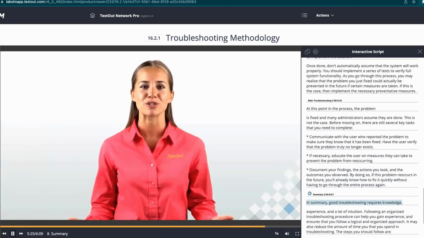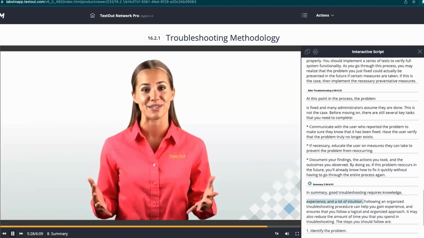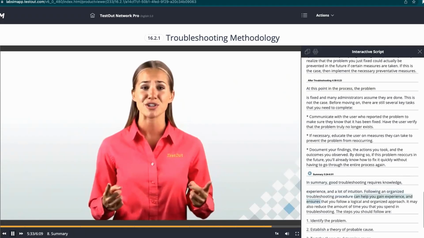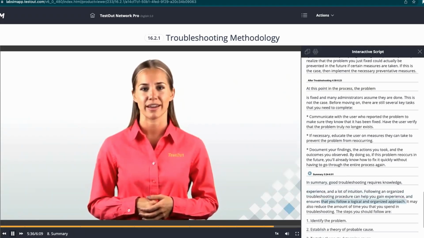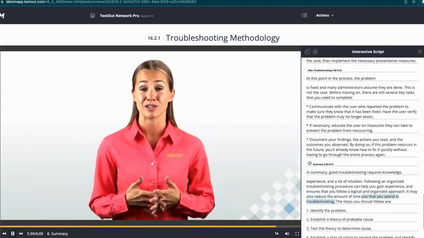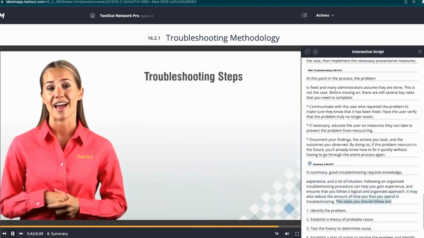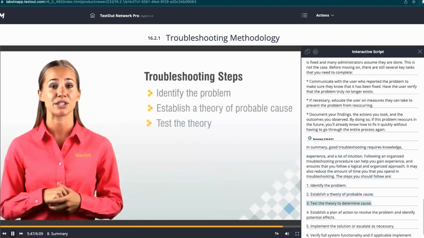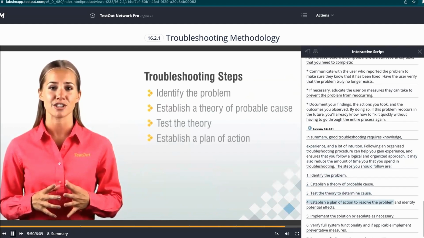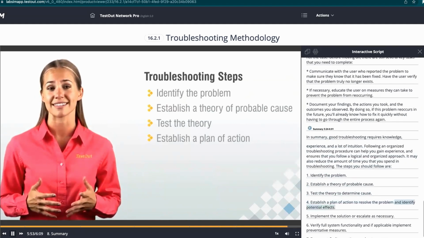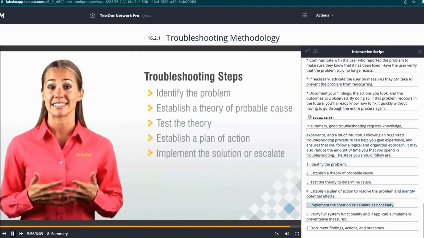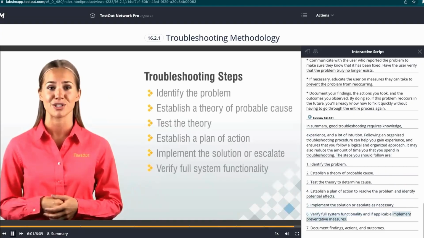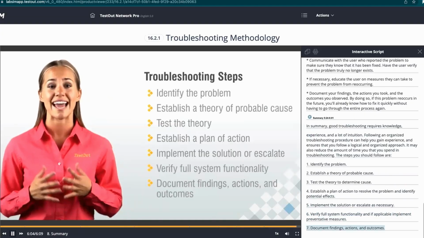In summary, good troubleshooting requires knowledge, experience, and a lot of intuition. Following an organized troubleshooting procedure can help you gain experience and ensures that you follow a logical and organized approach. It may also reduce the amount of time that you spend in troubleshooting. The steps you should follow are: identify the problem, establish a theory of probable cause, test the theory to determine cause, establish a plan of action to resolve the problem and identify potential effects, implement the solution or escalate as necessary, verify full system functionality, and if applicable, implement preventative measures. Document findings, actions, and outcomes.